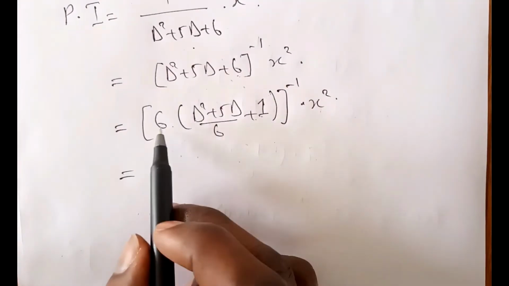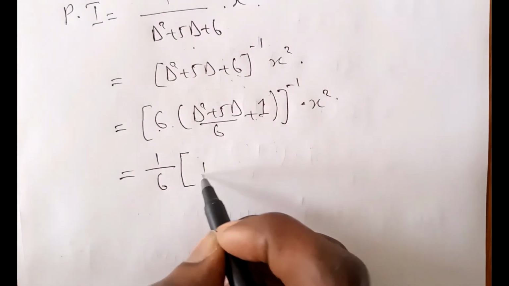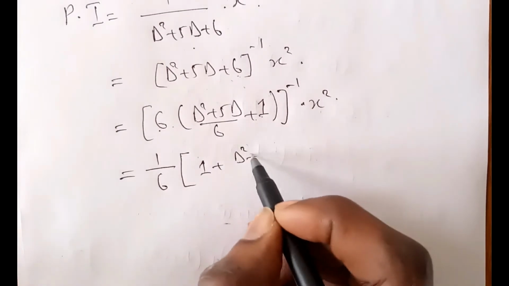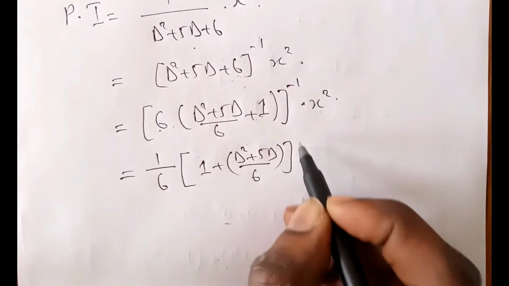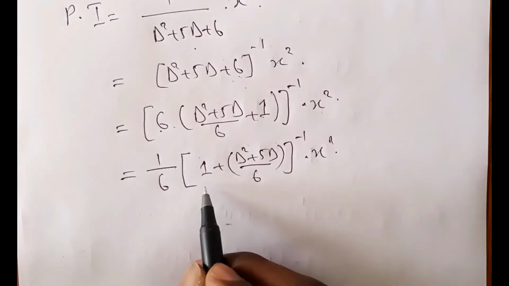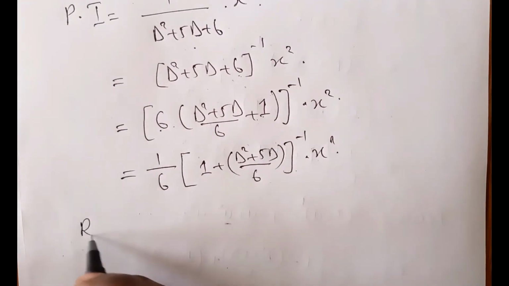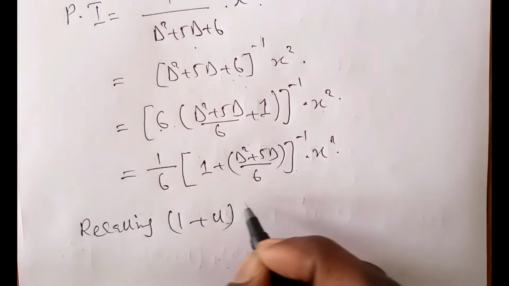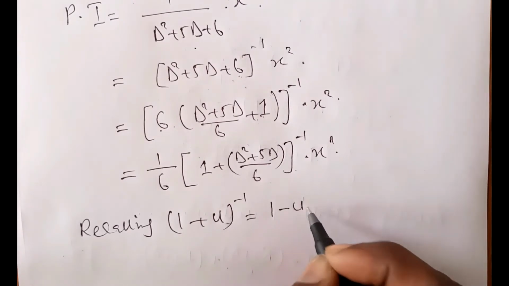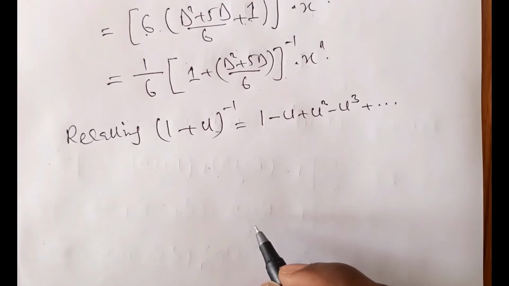So here, factorizing 6 to the power of minus 1 will be 1 all over 6, all into 1 plus d squared plus 5d all over 6, all to the power of minus 1 multiplied by x squared. So this is in terms of 1 plus, and all this value is our u. And recalling that the expansion of 1 plus u to the power of minus 1 is equal to 1 minus u plus u squared minus u cubed plus other higher powers of u.